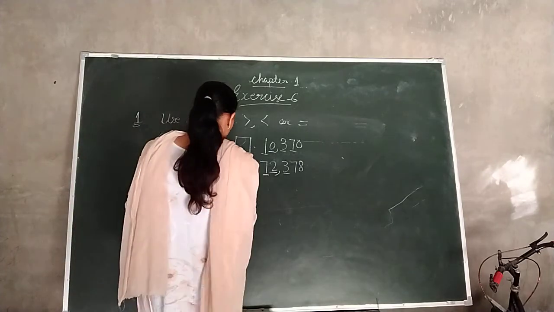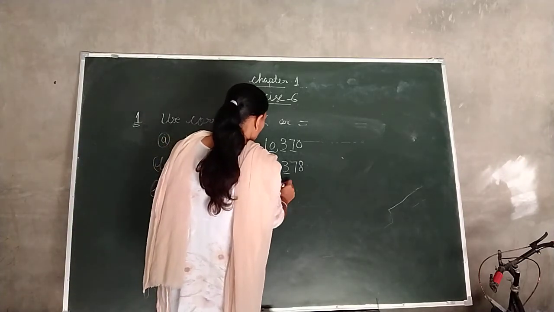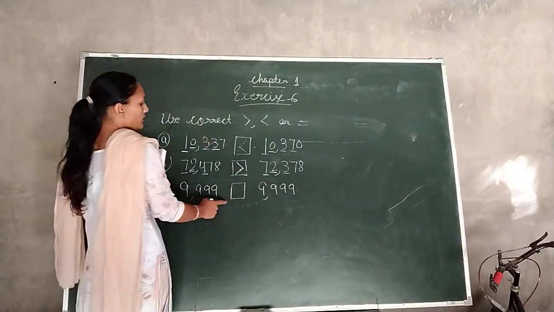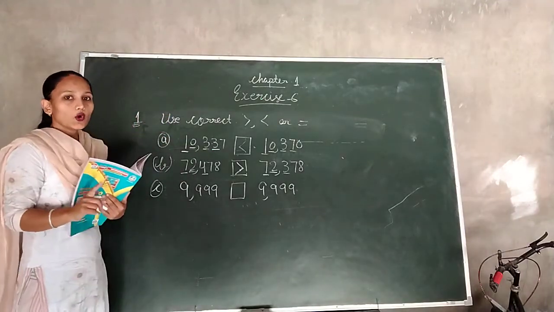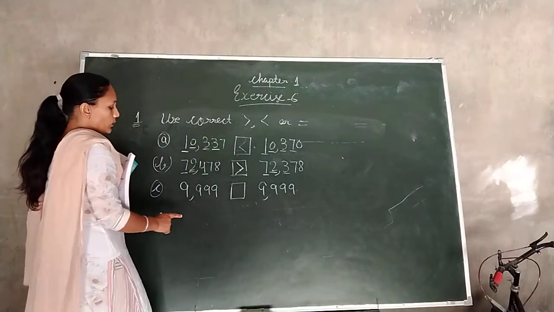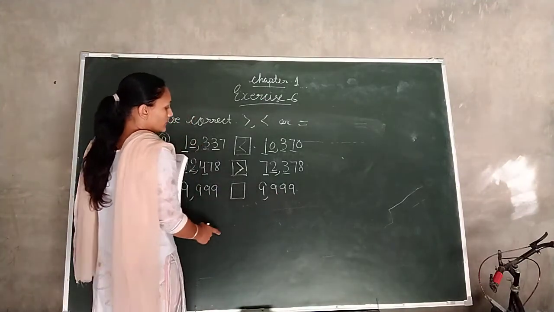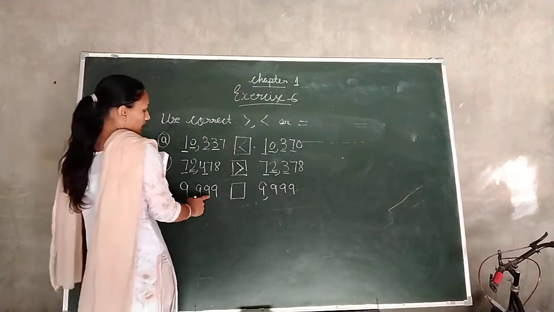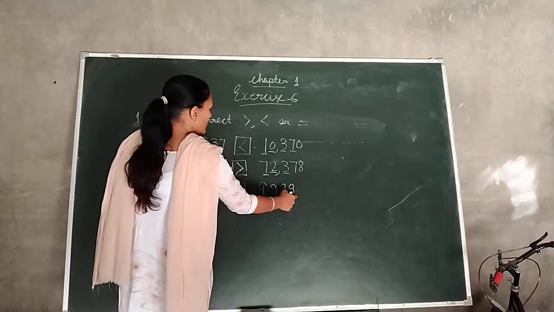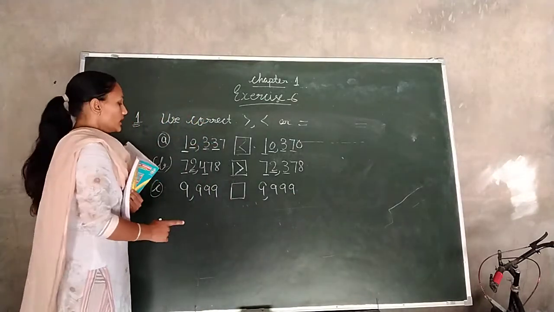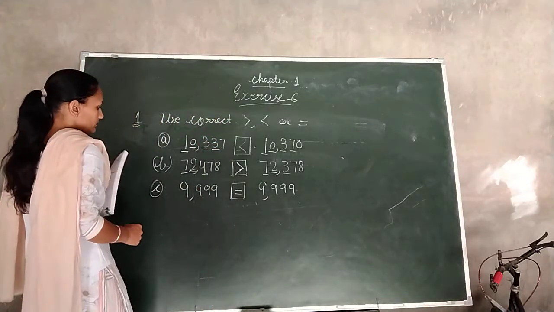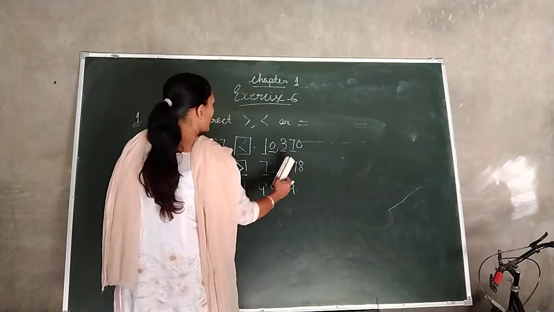Next, C part. 9,999 and 9,999. First of all we will count the number of digits. Both numbers have 4 digits. So next we will compare the digit in the thousand place, both are the same. Next we will compare the digit in the hundred place, both are the same. Next the tens place, both are the same. Next the ones place, both are the same. So it means these numbers are equal. Next, D part.